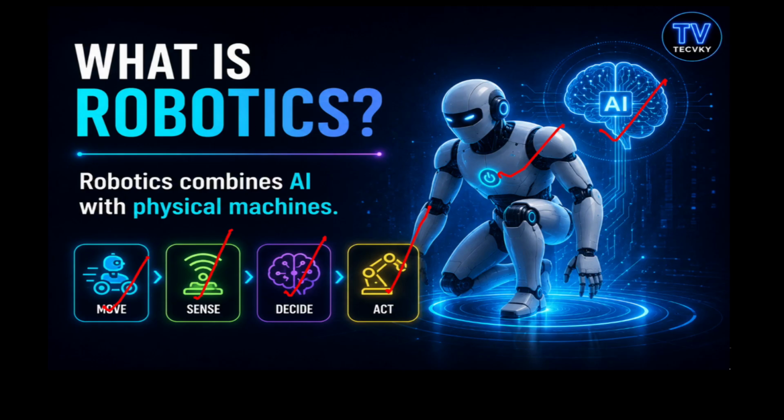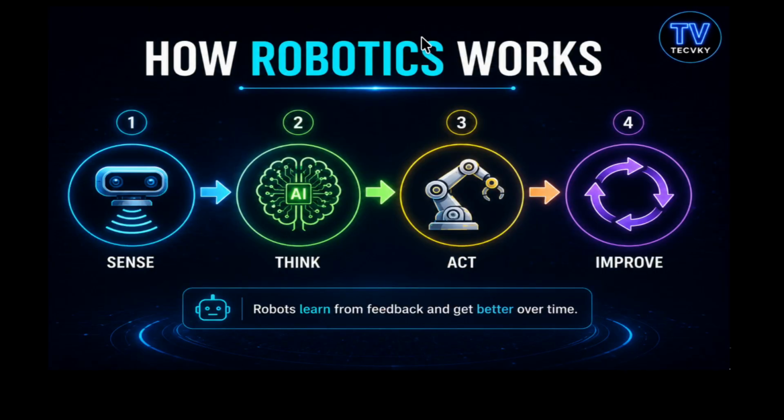Now that we understand what robotics is, let's see how robots actually sense, think, and act to perform tasks in the real world. Now let's understand how robotics works. Most robots follow a continuous cycle of sensing, thinking, deciding, and acting. The first step is sensing the environment.